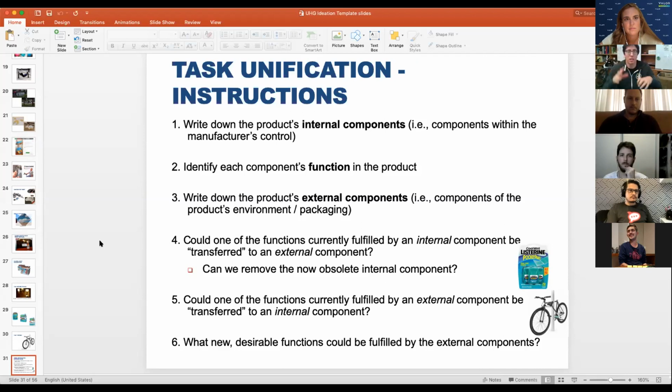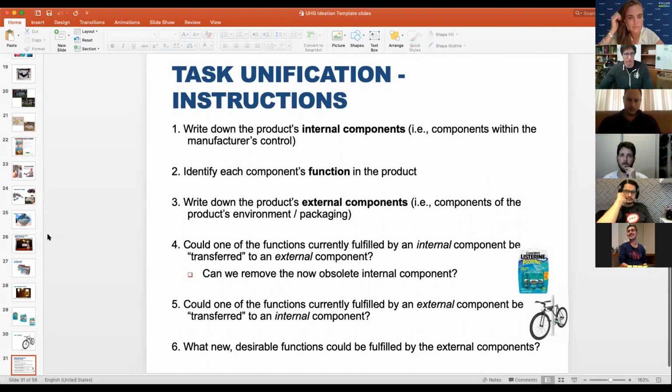Like the mouthwash. I transferred the water out to the saliva. Or is there something external that could be fulfilled by something internal, like with a lock in a bike? So you have two avenues to go, and then you ask yourself, what needs are met by this idea? What you'll find, and we really don't have the time to do it, is that you'll generate 10 ideas in 10 minutes.